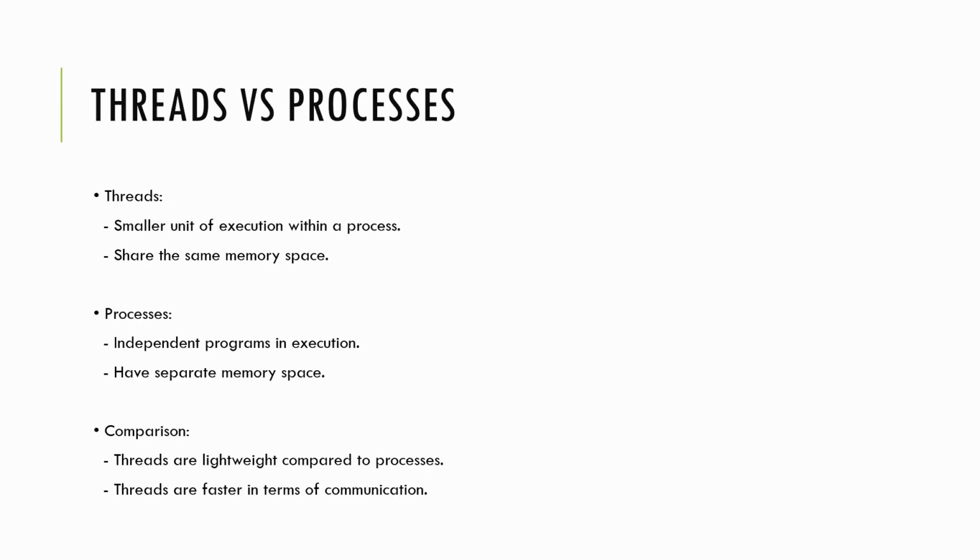Let's take a quick look at the differences between threads and processes. Threads are lightweight units of execution within a process, sharing the same memory space. On the other hand, processes are independent programs, each with its own memory space. Threads are generally more efficient than processes because of their ability to share resources quickly, but they come with their own challenges.